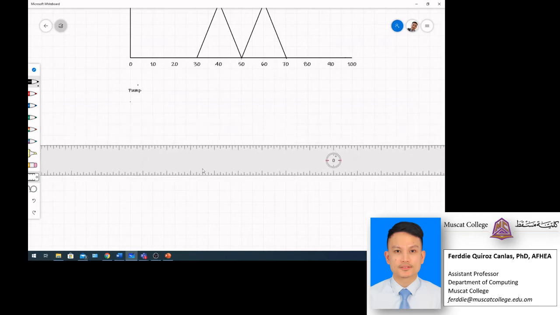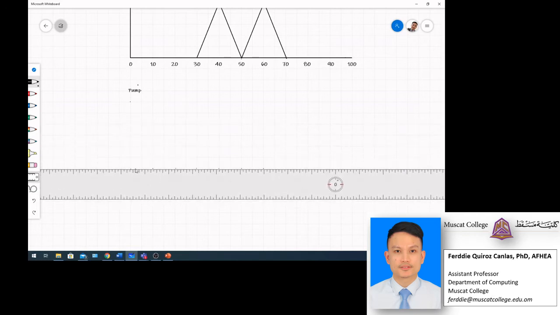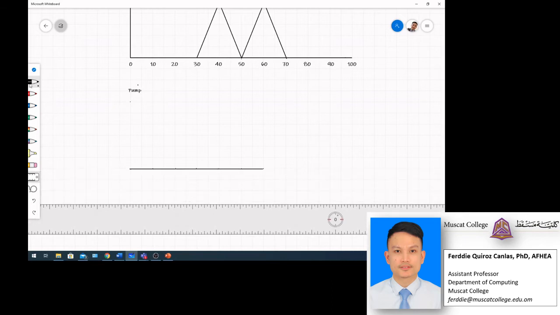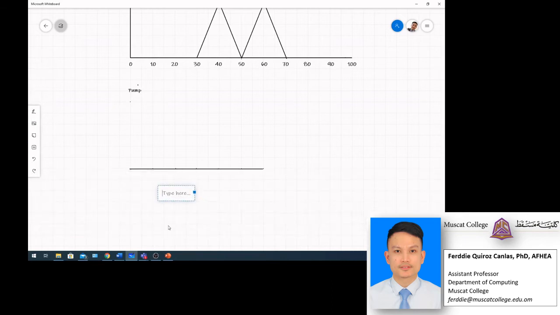So let me just draw the line again. Okay, so you have it. Let me write the values here, 0 here. By the way, I forgot to write the values for the ranges. We have slow, which is 10 to 40. Then we have fast, which is 40 to 60. These are the ranges for the pump: slow pumping and fast pumping.